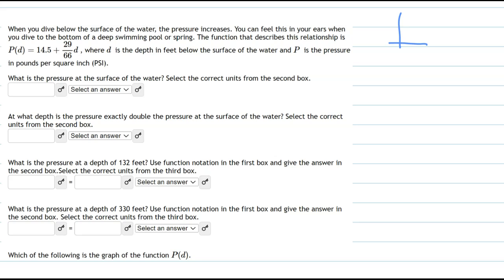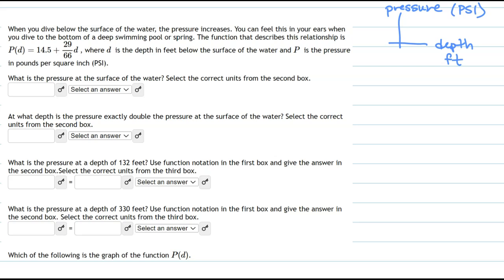We are getting pressure as a function of depth, and the depth is in feet, and the pressure is in pounds per square inch, PSI. And you can write PSI or pounds per square inch for yourself. Whatever you like is fine. Let me read this. We're first being asked what the pressure is at the surface of the water.